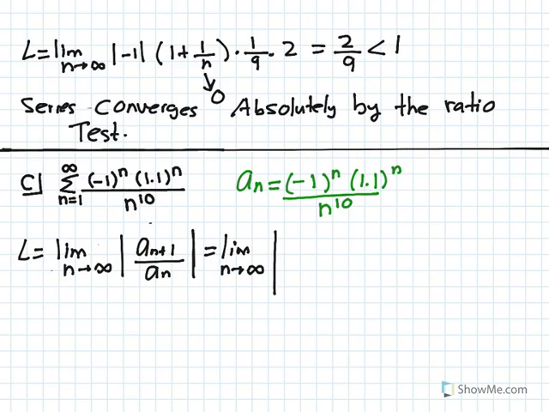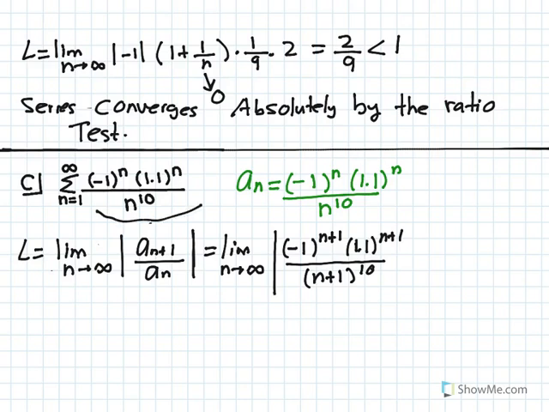Now plug n plus 1 wherever you see an n. So we get negative 1 to the power of n plus 1 times 1.1 to the power of n plus 1, divided by n plus 1 to the power of 10. Now we're dividing by a sub n, which is the same as multiplying by 1 divided by a sub n. So just reciprocate the fraction, we get n to the power of 10 divided by negative 1 to the power of n times 1.1 to the power of n.